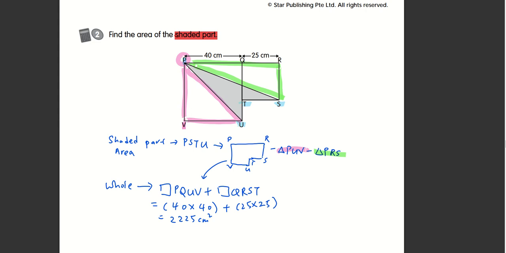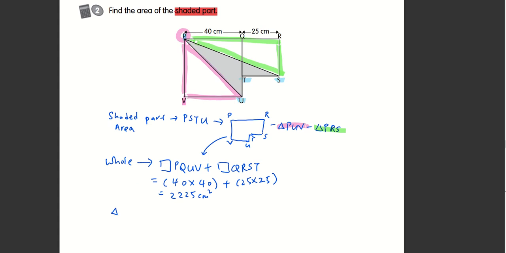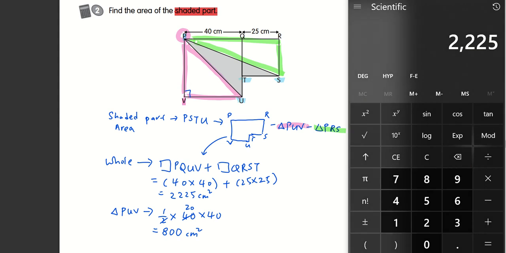Now I move on to find the next two triangles, triangle PUV and triangle PRS. Triangle PUV is a half times the height, the right angle, the height will be 40, times the base, also 40. I could just use my cancellation method for fractions multiplied by a whole number. I can get 800. To be very safe, I can use a calculator to check.